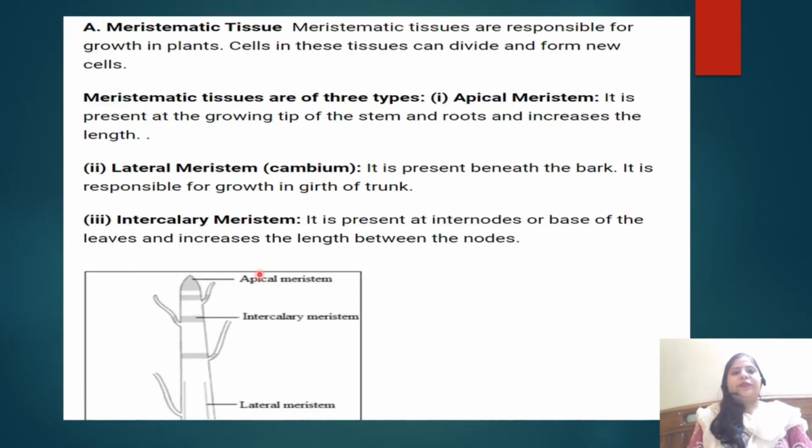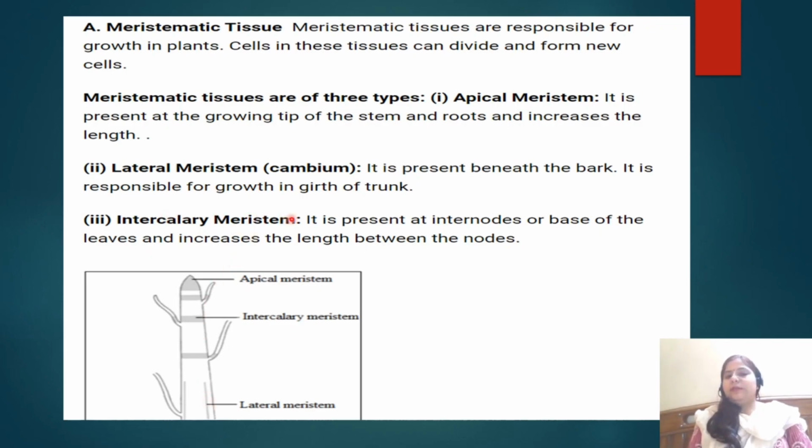So next is lateral meristematic tissue. This lateral meristematic tissue is also called cambium. It is present along the side of the stem, and it helps in increasing the girth of the plant, that means the diameter of the stem. Here the lateral meristematic tissue is present.